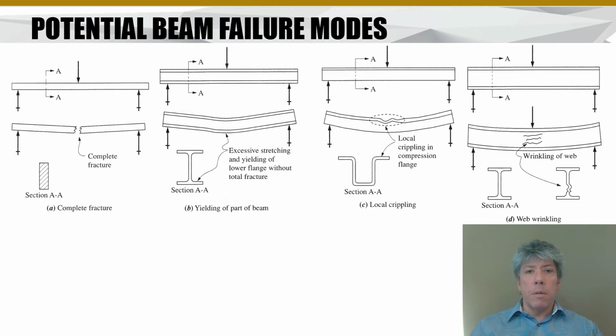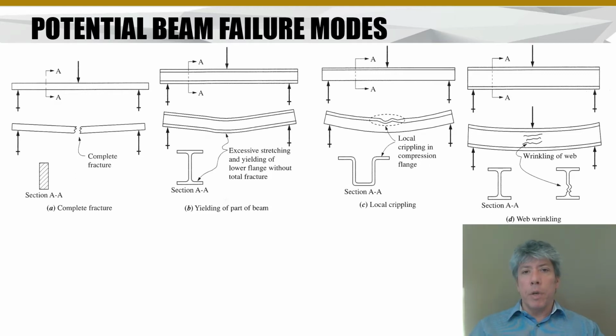Another failure mode for beams is where there is yielding for part of the beam, where the load is so large that the beam excessively stretches and yields. And a lot of times, of course, that'll happen on the lower flange, because if you think about it, it turns out that actually the upper part of the beam is in compression, the lower part of the beam is in tension. We'll talk about that more in a minute. But if you put too much load on, the lower flange yields and the beam is permanently deformed.